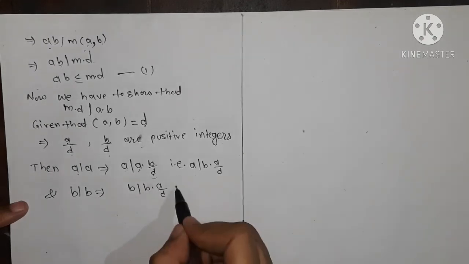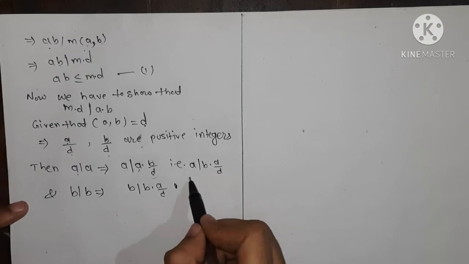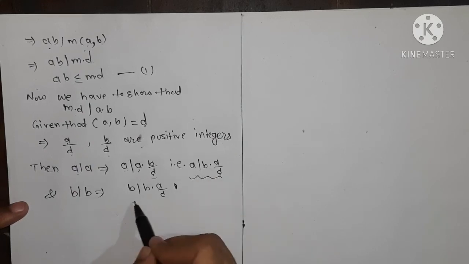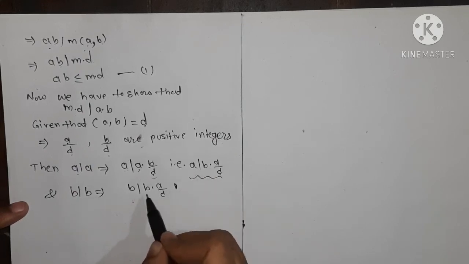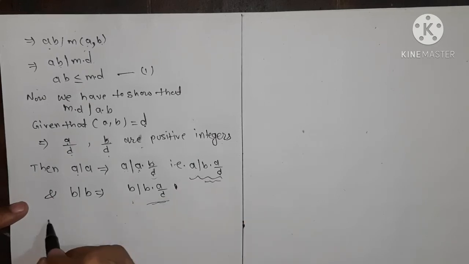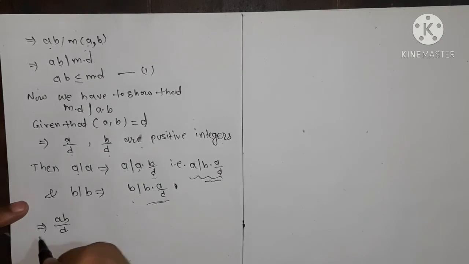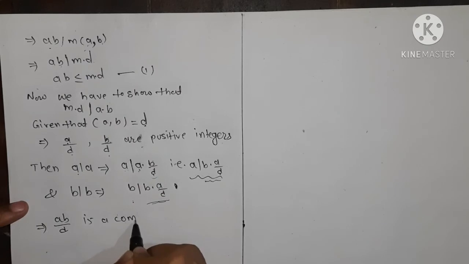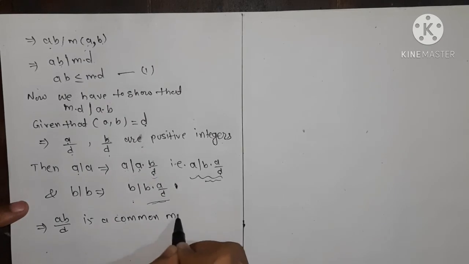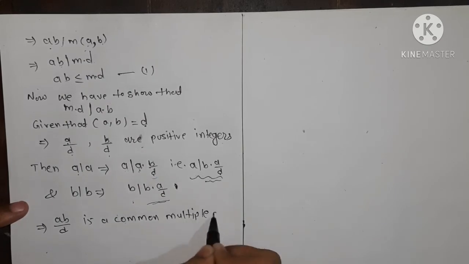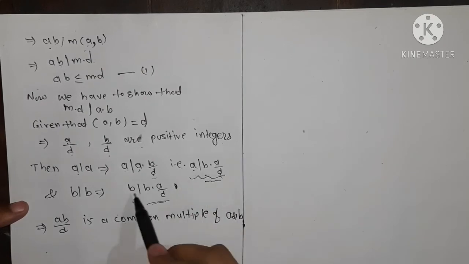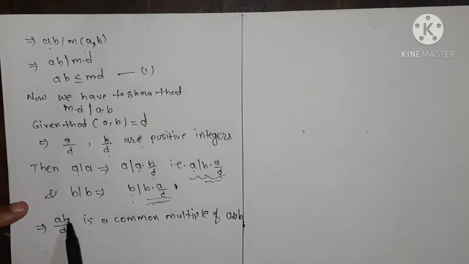Okay. So from these two, A divides B into A upon D, and A divides this number and B divides the same number. So the same number is here. So we can say that AB upon D is a common multiple of A and B, right? Because A is dividing this number, B is dividing the same number. So we say that AB upon D is a common multiple of A and B.